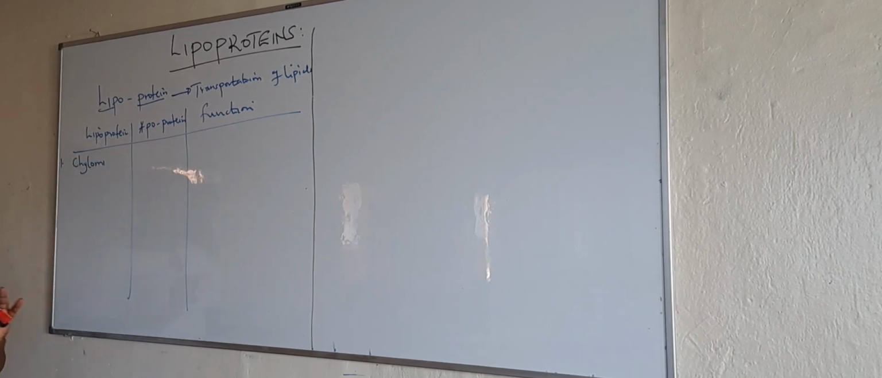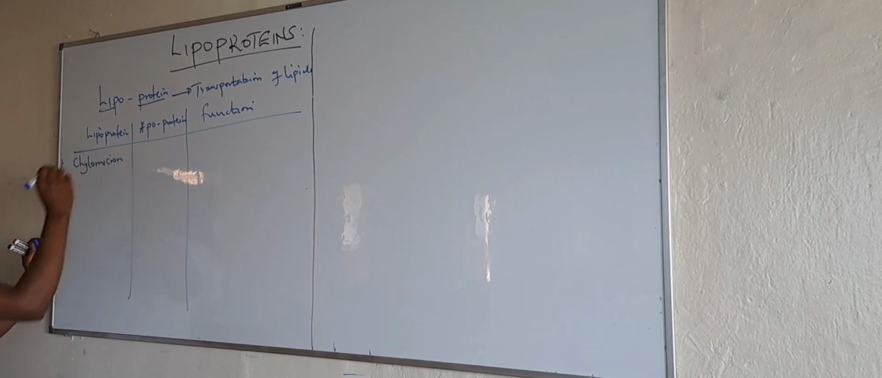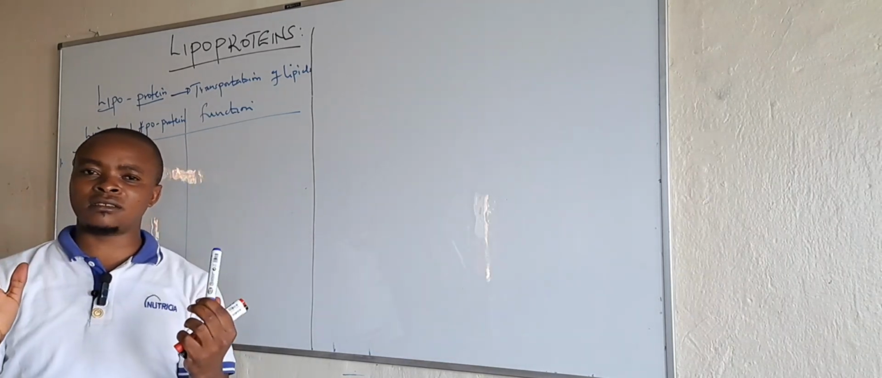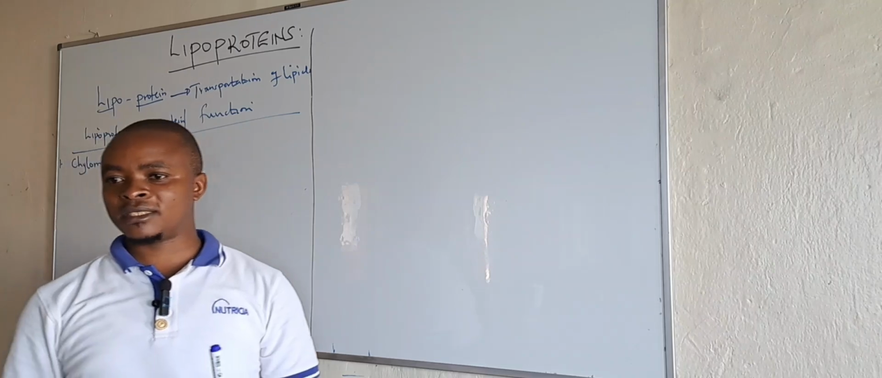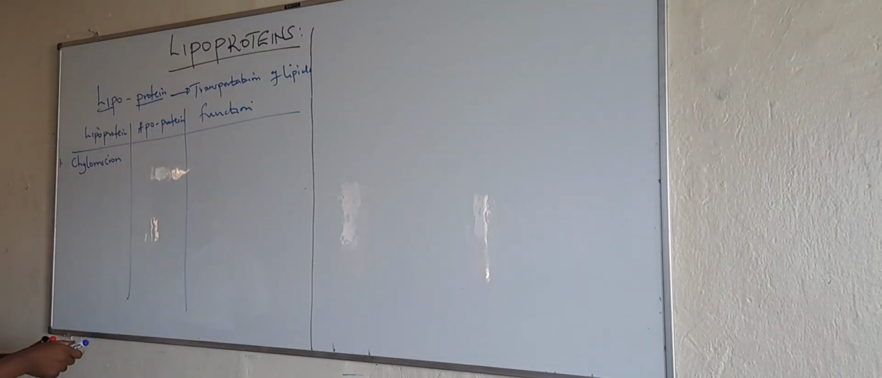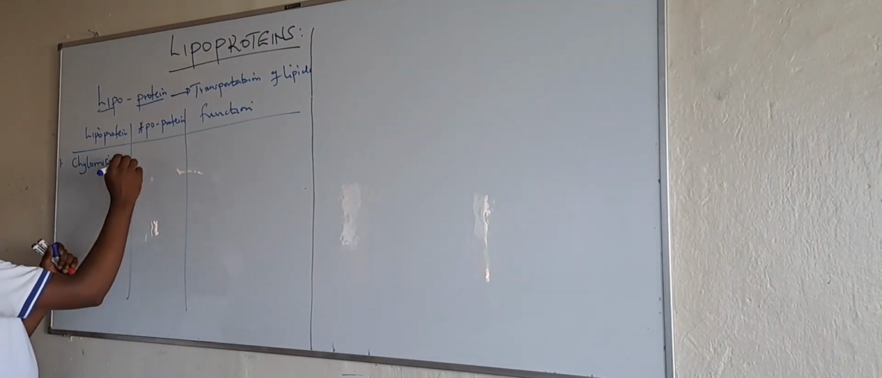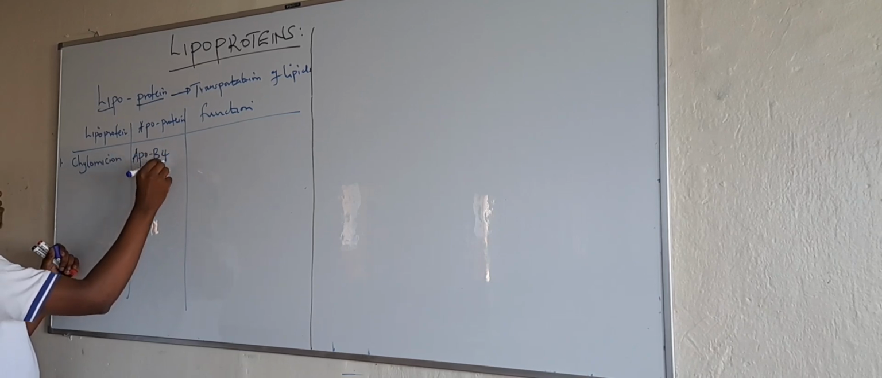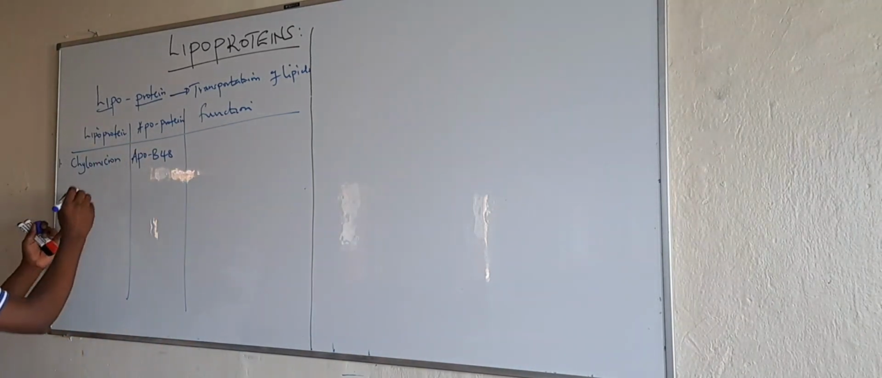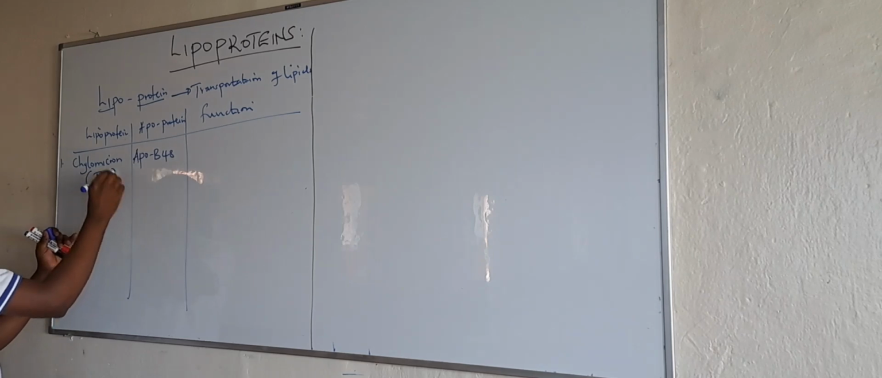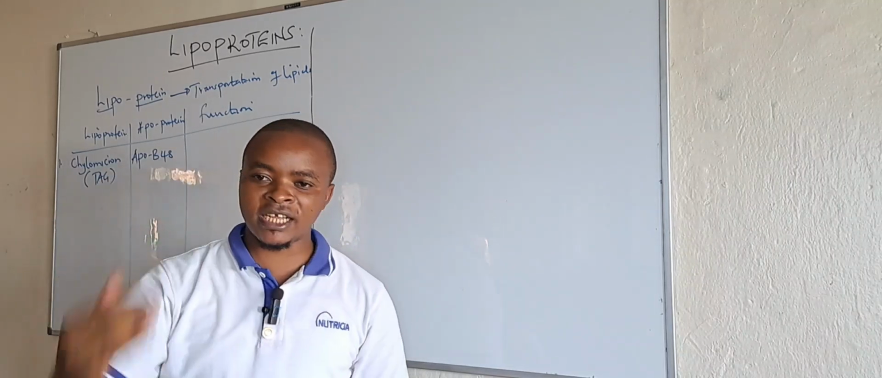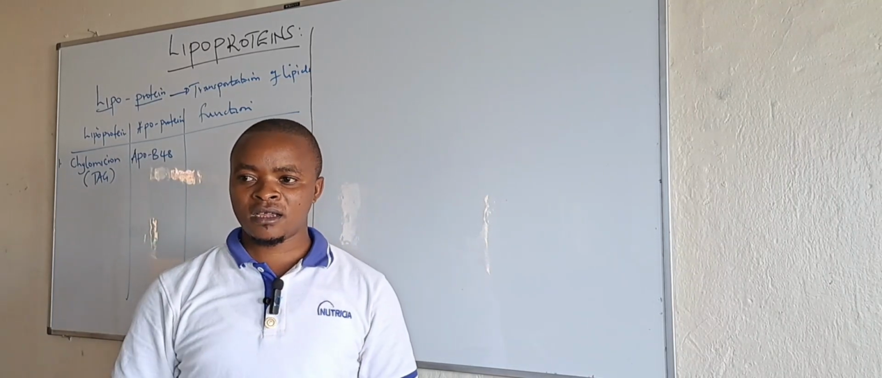The chylomicron is the one with the lowest density. It is the biggest in size, but the lowest in density. It is less dense compared to the others. Being the one with the lowest density, the apoprotein present on its surface is ApoB48. ApoB48 is found on the surface of the chylomicron, and the major constituent is triglyceride, whereby 90% is TAG. And these triglycerides are exogenous, the ones we eat in our diet.